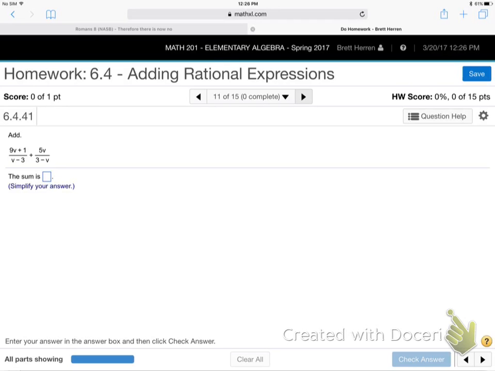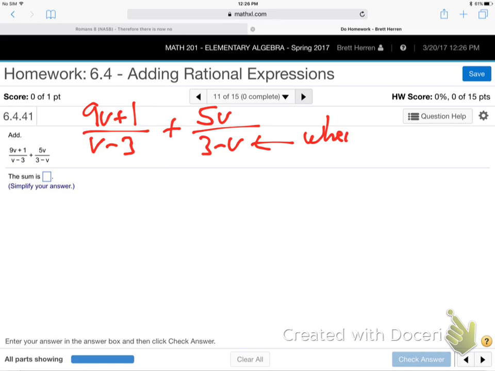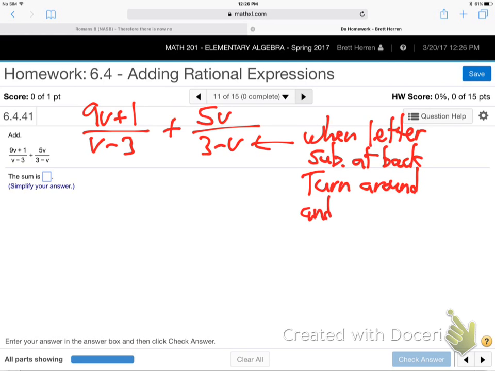Okay. Do you remember the turnaround rule? 9V plus 1 over V minus 3 plus 5V over 3 minus V. Basically, right here, when the letter is subtracted at the back, turn around and put a negative in the front. Remember that rule? We had it last week: if you ever have two things subtracted with the letter at the back, we don't want the letter at the back. We're going to turn that around and put a minus in the front.